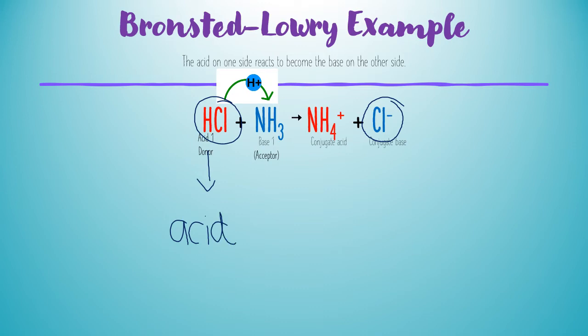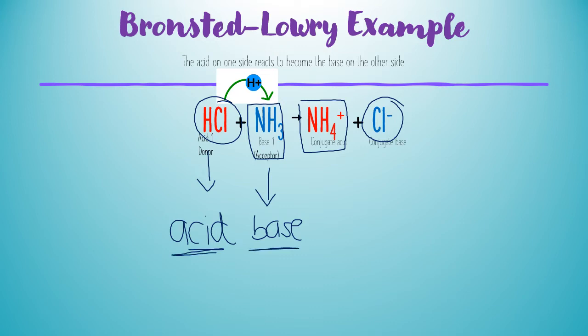Now, looking at the right-hand side, NH4 positive compared to NH3. NH3 gains an H on the right side, so that means this is the base because it's going to accept the H. So my acid and my base get labeled on the left. The acid is the one that's going to get rid of the H. The base is the one that's going to take the H.